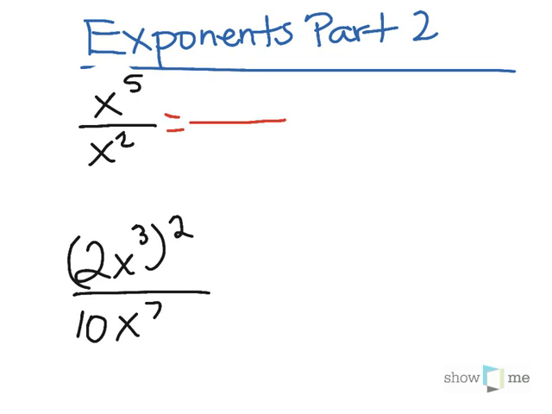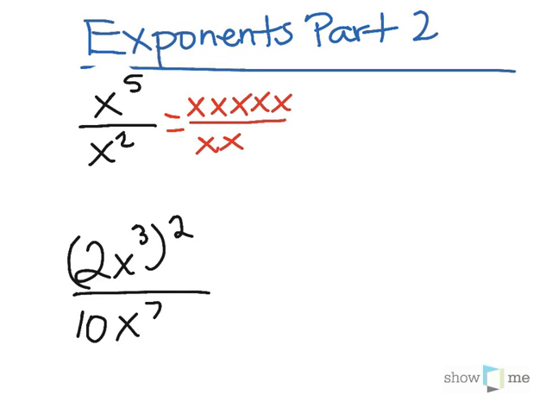Now x to the fifth we said was x multiplied by itself 5 times. Okay, so that's the same thing right there. It's just written in expanded form. Now x squared, on the other hand, is x times itself 2 times. Now let's remind ourselves of something here.